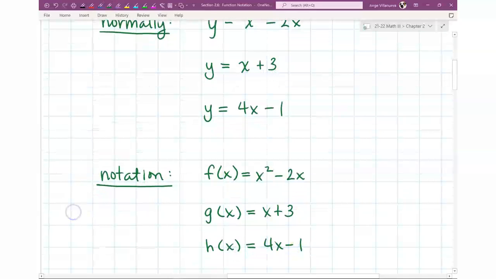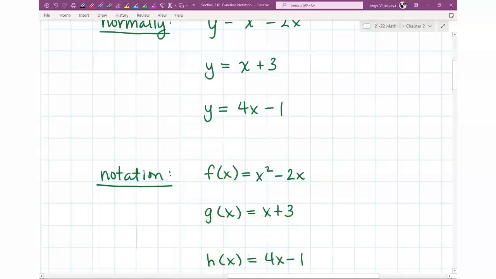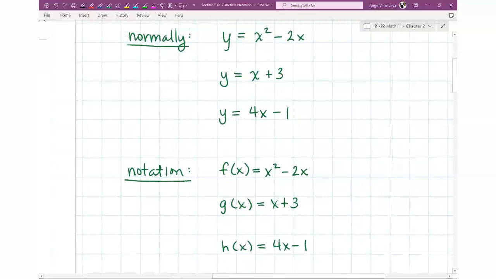So I give them a name. I give them an actual name so that I can refer to them by their name, f, g, or h. Right? I'm going to use f of x. I'm going to use h of x. I'm going to use g of x. Okay? And it's just basically giving them a name.